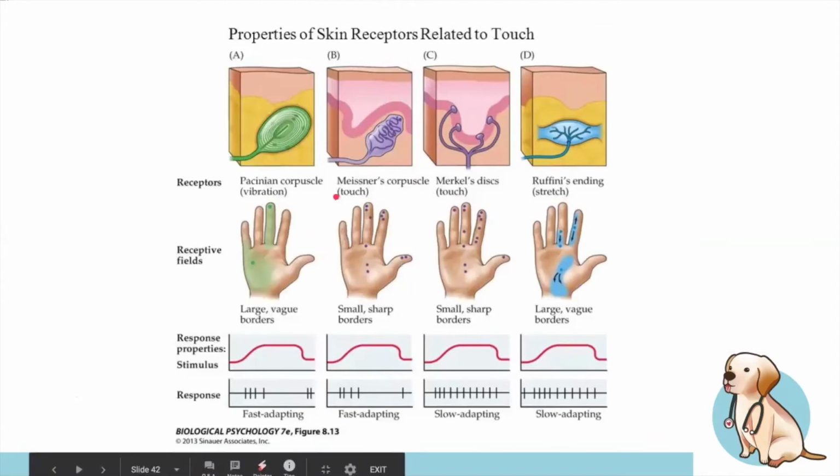So we've got the Pacinian corpuscles, for vibration. You've got your Ruffini's, which once again has large, vague borders, because these are sitting deeper. The ones that are sitting higher up are going to be your Meissner's and your Merkel's discs. So this is going to be for your touch sensation.